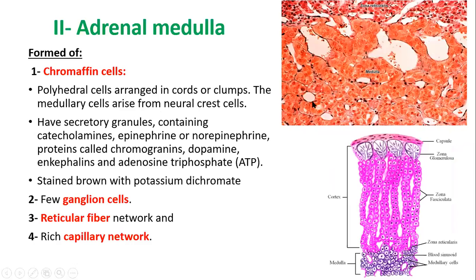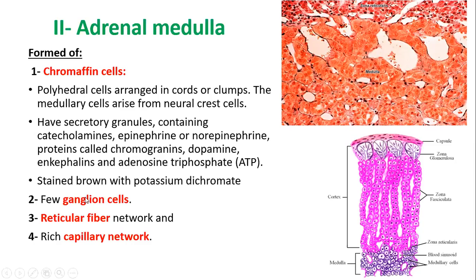They have secretory granules. If you see inside, there will be secretory granules containing catecholamines, epinephrine, norepinephrine, proteins called chromogranins, dopamine, enkephalins, as well as adenosine triphosphate (ATP). All these are present within the medulla, and they are stained brown with potassium dichromate. This is the special stain, and because they are stained with potassium dichromate, they are called chromaffin cells.